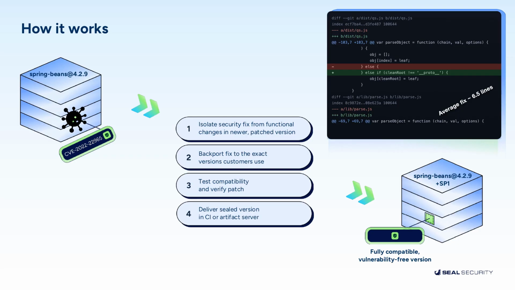So how does Seal actually fix a vulnerability? Normally, when you find a vulnerable dependency, you upgrade it, and that often means a major version bump, breaking changes, and regression testing. We take a different approach. We backport the security fix onto the exact version you're already running. Same version, functions exactly the same, but the vulnerability is no longer there.